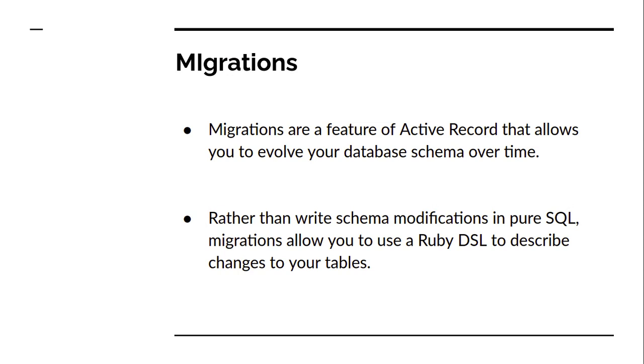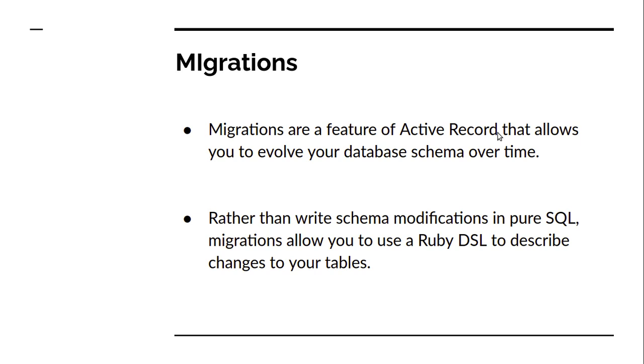Migrations are a feature of Active Record that allow you to evolve your database schema over time. Rather than schema modification in pure SQL, migrations allow you to use a Ruby DSL to describe changes to your tables. And this Ruby DSL allows your schema and changes to be database independent. For example, you can choose MySQL, PostgreSQL, or SQLite as a database, but your migration will work for all and you don't have to write them according to your database.